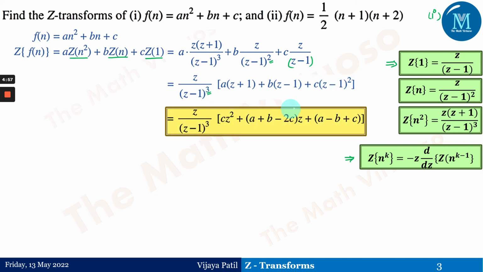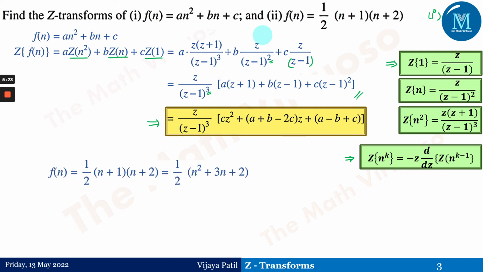Again, opening the brackets and adjusting the terms, pause the video here and try to get this as the final answer for the Z transform. I'm not spending time here on the minute calculations, which you can easily take up. My target for these sessions is to make you understand and realize how to use the standard formulae and reach the Z transform of different functions.